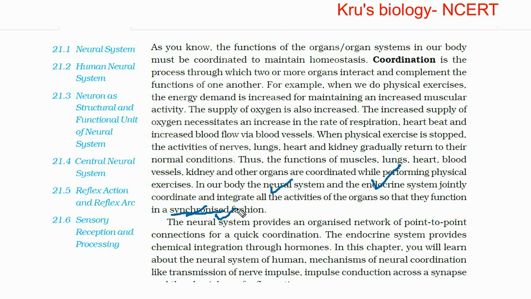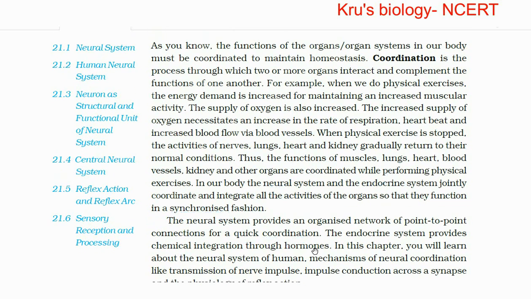Now, the neural system provides an organized network of point-to-point connections for quick coordination. For this, you have to understand the structure of neurons that we discussed in earlier videos. The endocrine system provides chemical integration through hormones.